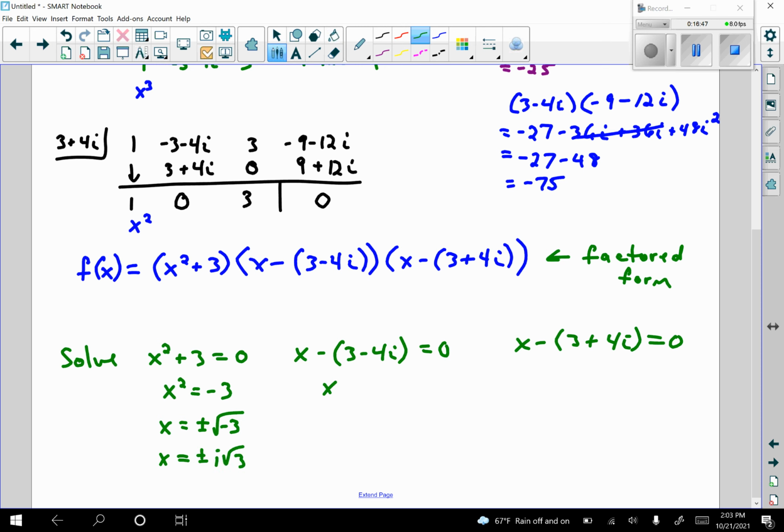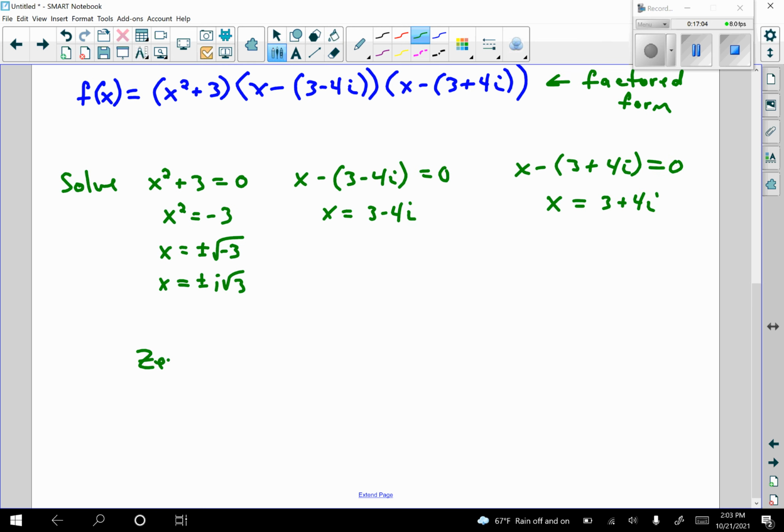This one over here, x would equal 3 minus 4i, if I were to add that to both sides. And then over here, x would equal 3 plus 4i, again, if I were to add that to both sides. So the zeros are negative i radical 3, positive i radical 3, 3 minus 4i, which was given to us at the very beginning, and then 3 plus 4i, which by the conjugate's theorem we would know.